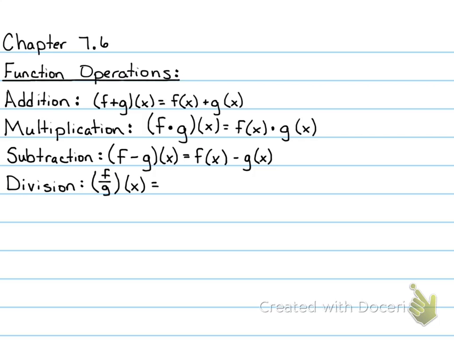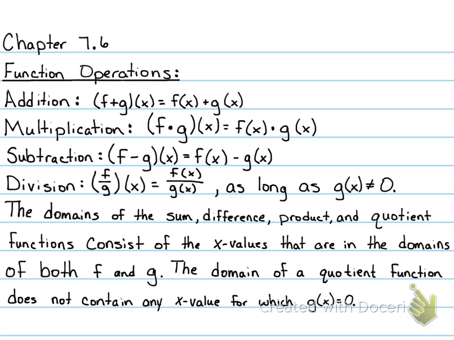For division, f divided by g of x can be rewritten as f of x divided by g of x, as long as g of x is not equal to 0. The domains of the sum, difference, product, and quotient functions consist of the x values that are in the domains of both f and g. The domain of a quotient function, however, does not contain any x value for which g of x would equal 0. That would give you 0 in the denominator. That's why they cannot work.